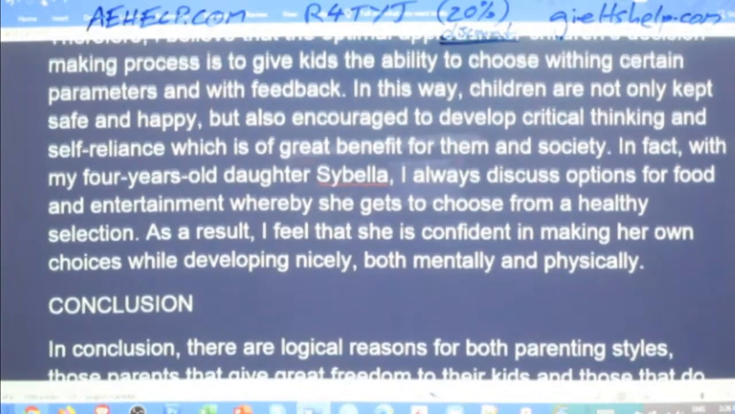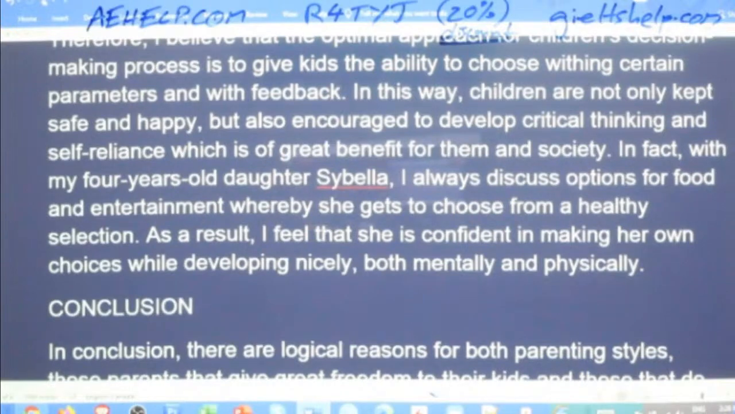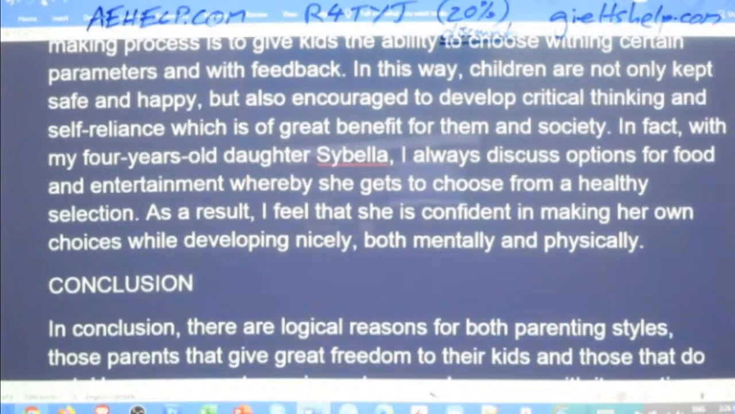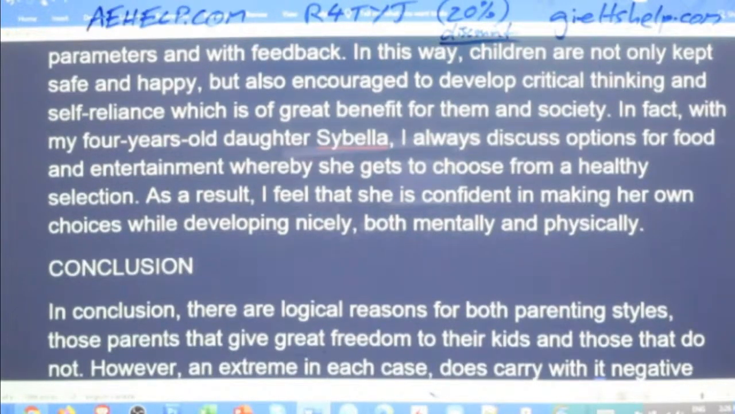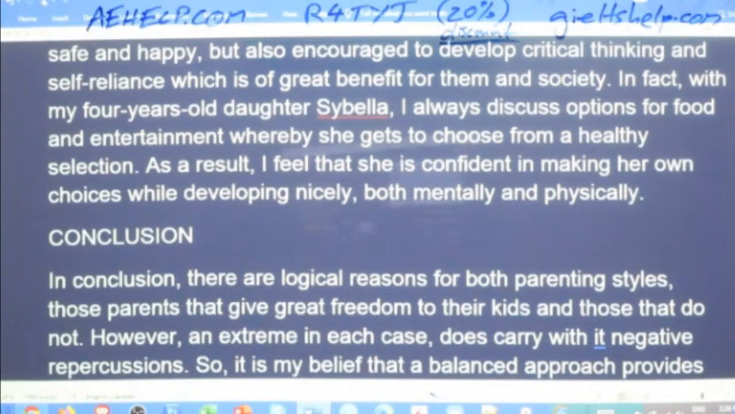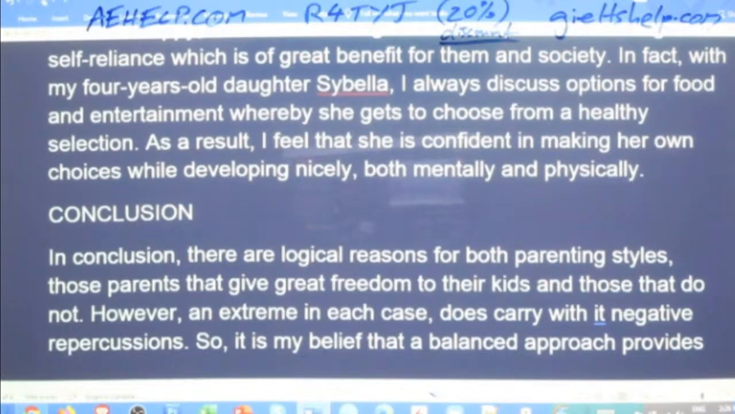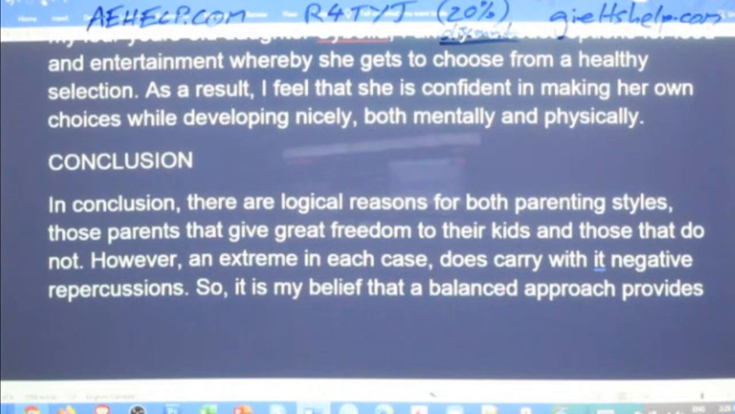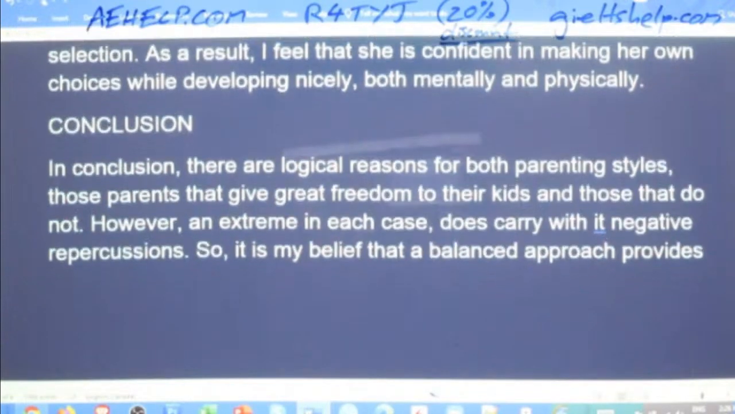In this way, children are not only kept safe and happy, but also encouraged to develop critical thinking and self-reliance, which is of great benefit for them and society. In fact, with my 4-year-old daughter, Sabella, I always discuss options for food and entertainment, whereby she gets to choose from a healthy selection. As a result, I feel that she is confident in making her own choices while developing nicely, both mentally and physically.